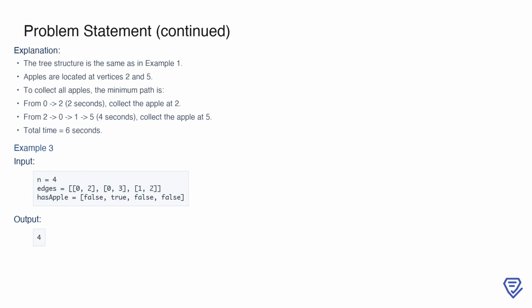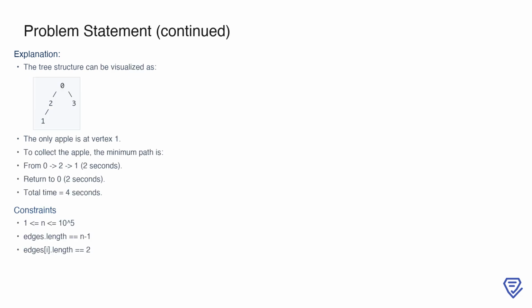In the second example, the tree structure remains the same, but the hasApple array changes to false, false, true, false, false, true, false. Here, only vertices 2 and 5 contain apples. The minimum time required to collect all the apples is 6. Starting at the root, we first go to vertex 2 in 2 seconds and collect the apple there. Then, we return to the root and proceed to vertex 1, from where we move to vertex 5, taking 4 seconds to collect the apple. This gives a total time of 6 seconds.